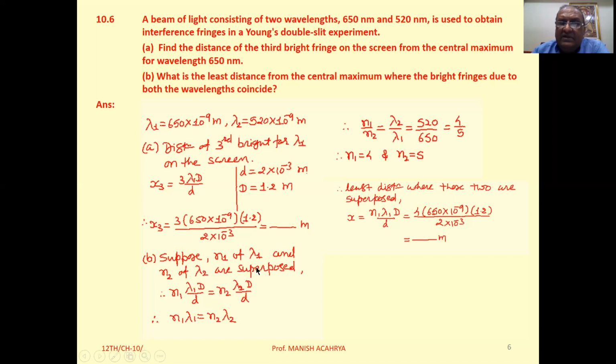Now, suppose on the screen at distance x, n1th bright for lambda 1 and n2 bright for lambda 2 superposed to each other, right?